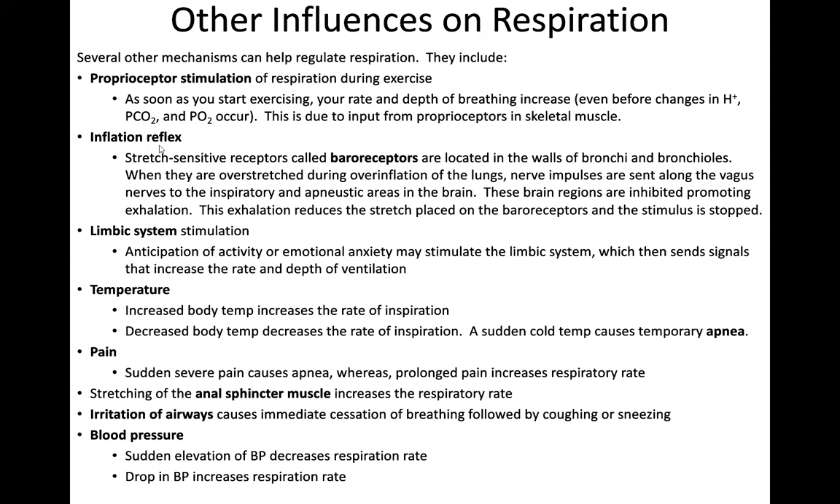The inflation reflex involves stress-sensitive receptors called baroreceptors, which are like the ones that we learned about in our blood vessels lecture, except these are in the walls of our bronchi and bronchioles, our airways, the air tubes in the lungs. When they are overstretched, when we overinflate the lungs, nerve impulses are sent along the vagus nerves to the inspiratory and apneic areas in the brain. And as a result, these brain regions are inhibited, which causes you to exhale. Okay, this exhalation reduces the stretch on them and the stimulus is stopped. So it actually works in a fairly similar manner to the baroreceptor reflex that we talked about with blood pressure.